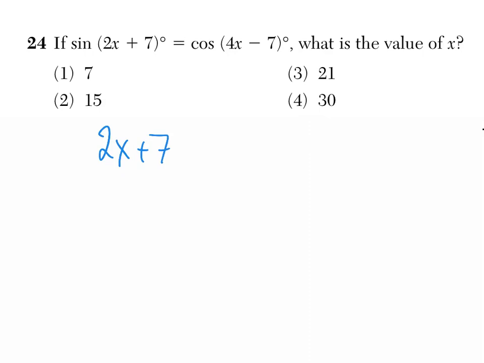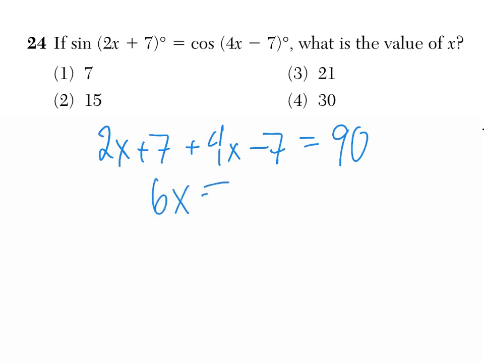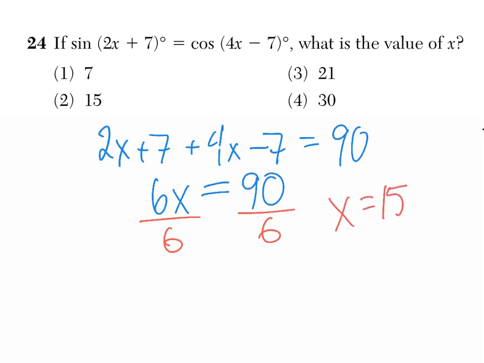So we know that 2x plus 7 plus 4x minus 7 equals 90 degrees. We can simply combine like terms, and so we've got 6x, 7 minus 7 is 0, 6x equals 90. We're going to divide both sides by 6, and when we do, x equals, of course, 15. Is that an option? It is option number 2.